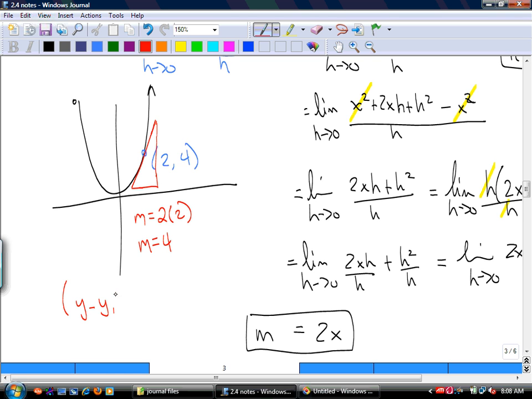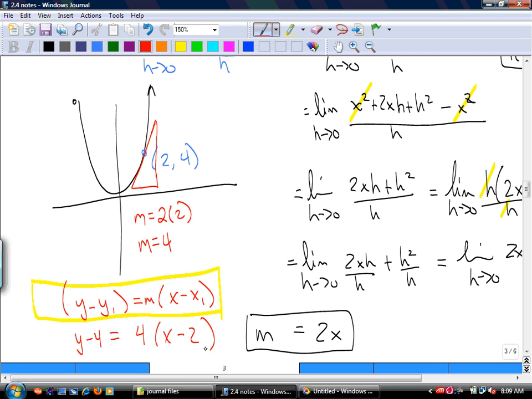y minus y1 equals m times (x minus x1). This is my favorite line formula in the whole world. You might have seen it in grade 10, maybe. I don't write things in y equals mx plus b. It's too much work. So it's just y minus 4 equals m times (x minus 2). So there's your tangent line. When you're finished, how do you make it y equals mx plus b? Get rid of all your brackets, kick everything over to the right-hand side, and leave it as y equals. But why? Unless you have to do it, don't.